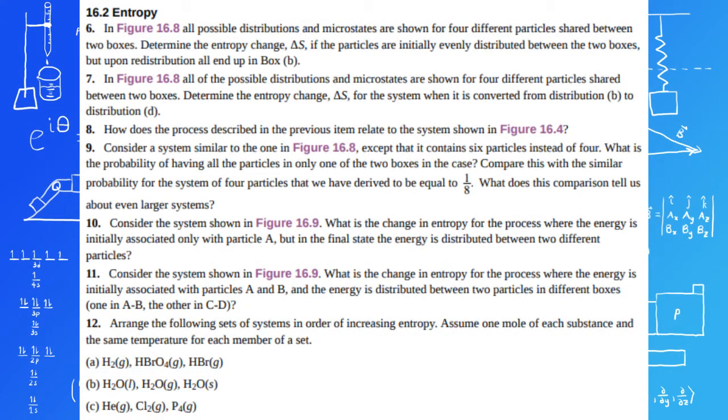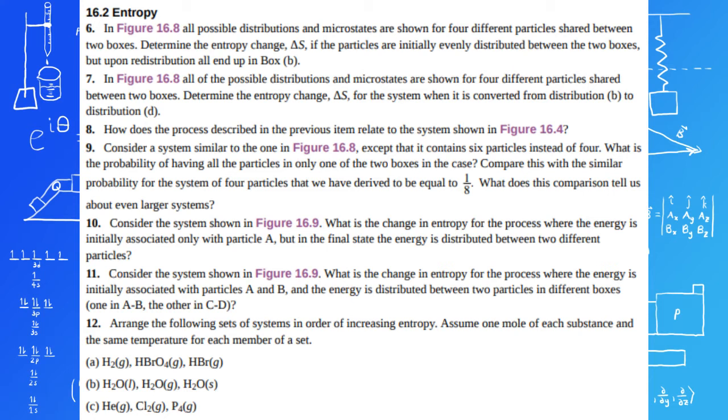Basically do the same thing that we did for problem number 6, I believe. Yeah, S final minus S initial using the Boltzmann equation, which, again, you're probably not going to have to use in your chemistry class anyway. Number 11, I'm guessing, is more of the same, so we'll skip. 12, arrange the following sets of systems in order of increasing entropy. Assume 1 mole of each substance and the same temperature for each member of a set.